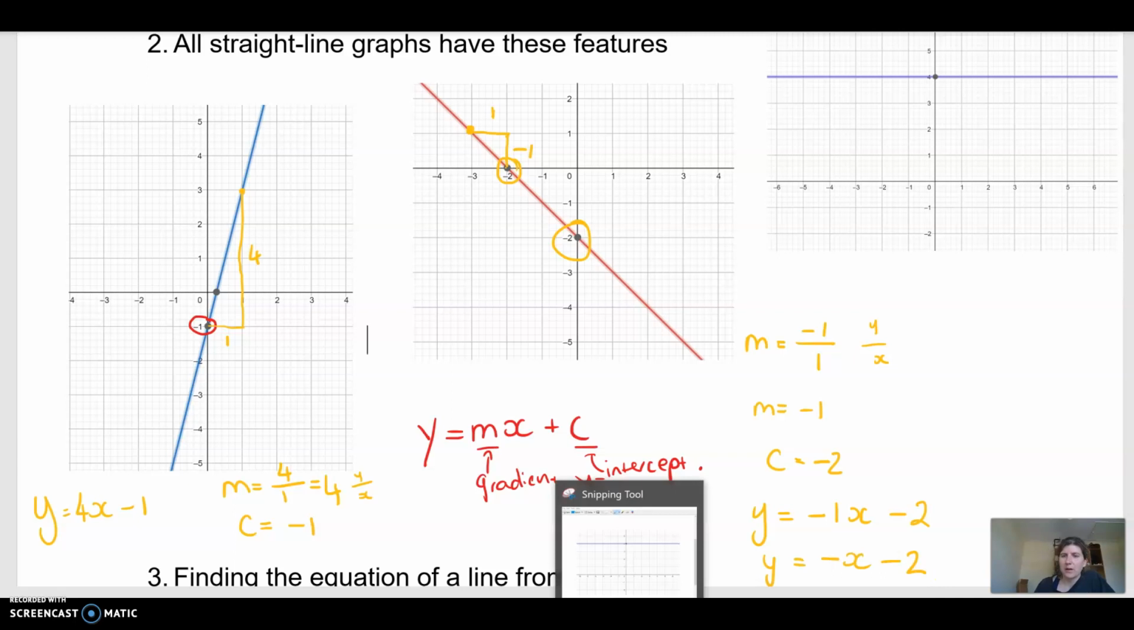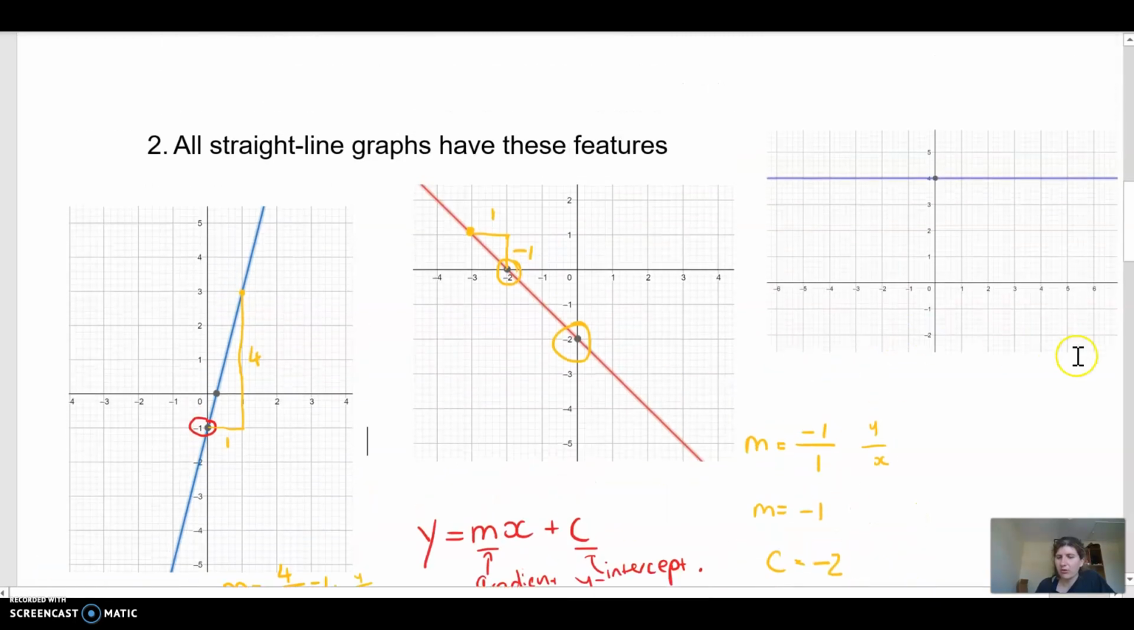All right. Now remember, with horizontal lines, all horizontal lines have a gradient of 0, okay, because they don't change their y value. The y-intercept is 4, so my equation would be y equals 0x plus 4. Now, obviously 0 times x is just 0, so my solution is going to be y equals 4.